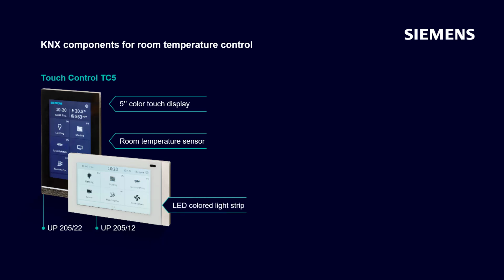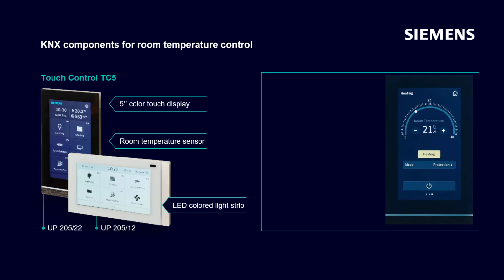There is an LED-colored light strip as an orientation light or for signaling alarms. This display is used in the application to indicate the heating mode. The desired set point temperature is set via the room control unit or the room operating mode is changed. In addition, the current room temperature is displayed, which can also be detected in the room control unit.